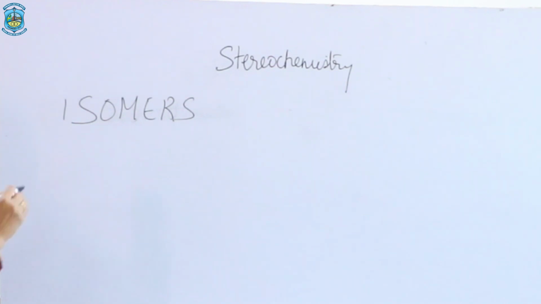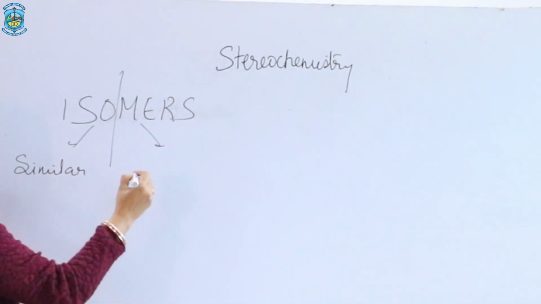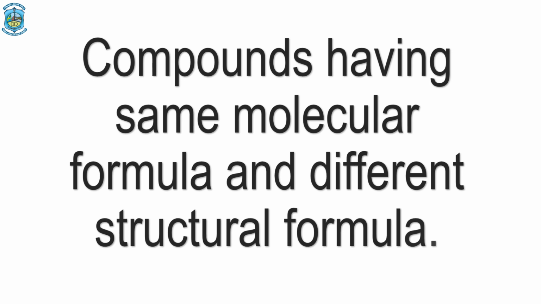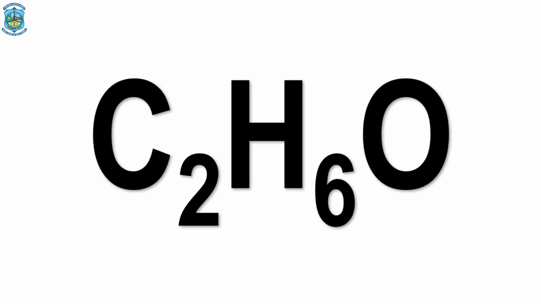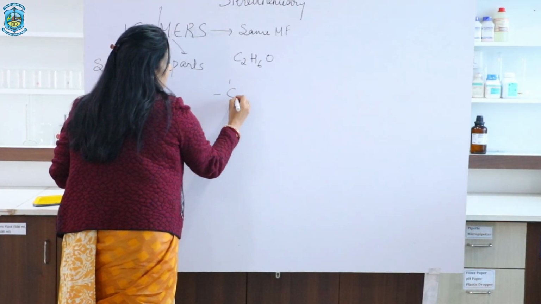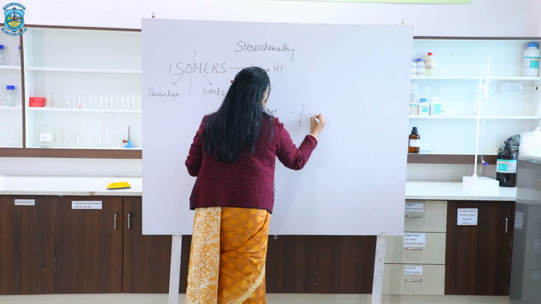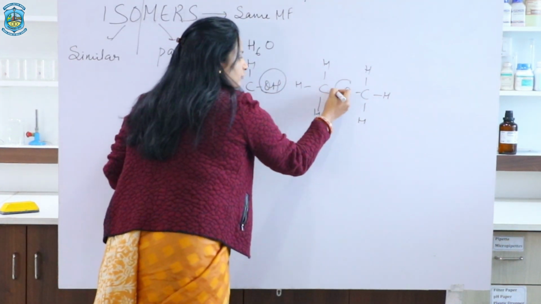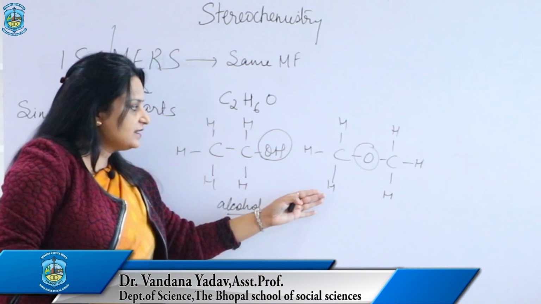The word isomer itself is made from two words, iso, which means similar, and mer, which means parts. So same parts are categorized as isomers. We can define it as compounds with the same molecular formula but different structural formula. Let's have an example. We have C2H6O. This is the molecular formula, and with this same molecular formula, two compounds, alcohol and ether, exist. Both have different functional groups. One is the alcohol, which has entirely different properties, and another one is dimethyl ether.